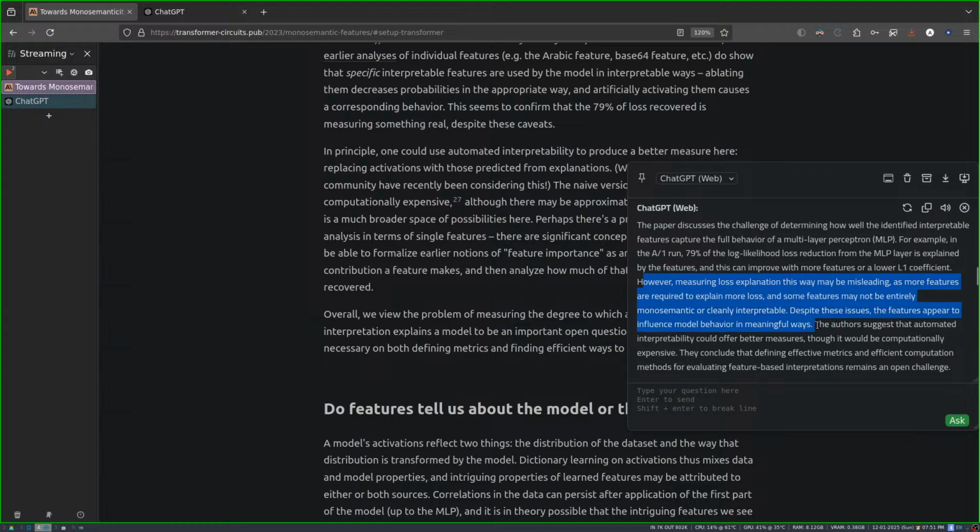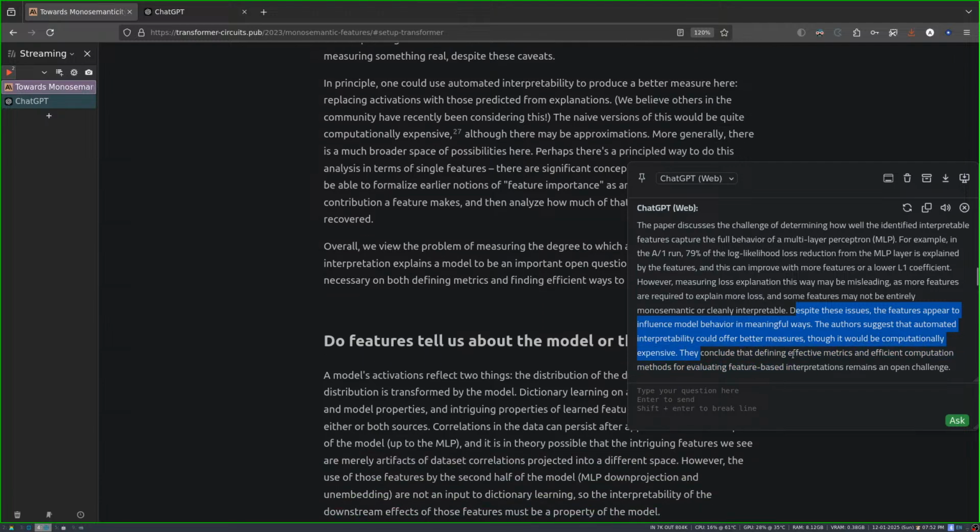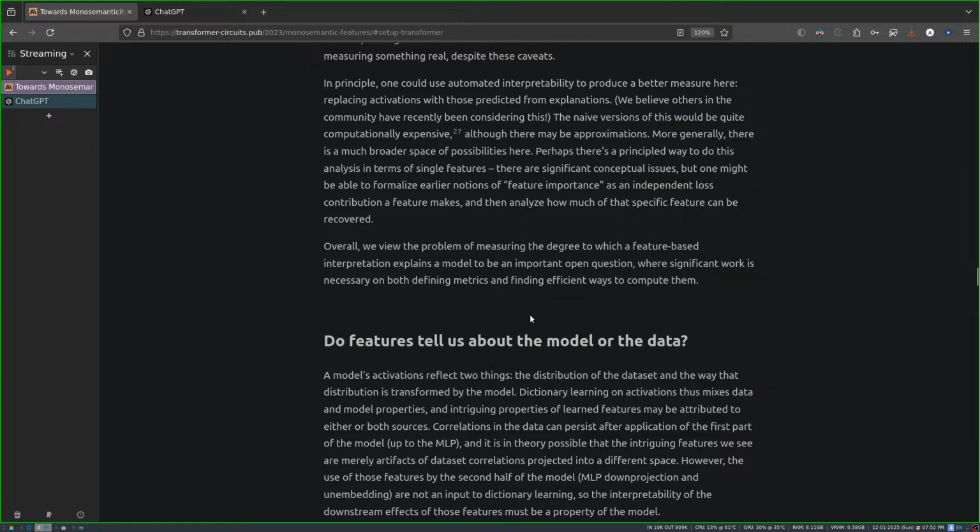Some features may not be entirely monosemantic or cleanly interpretable. Despite the issue, the features appear to influence model behavior in meaningful ways. The authors suggest that automated interpretability could offer better measures, though it would be computationally expensive. They conclude that defining effective metrics and efficient computation methods for evaluating feature-based interpretation remains an open challenge.